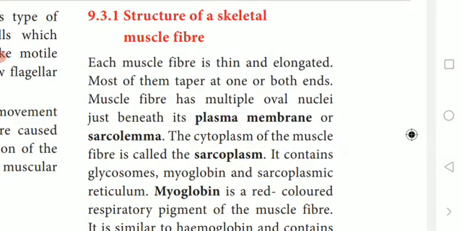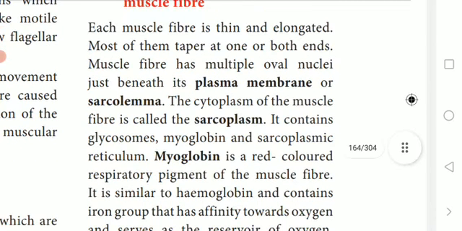In skeletal muscles, each muscle fiber is thin and elongated. Most of them taper at one end or both ends. Muscle fiber has multiple oval nuclei just beneath its plasma membrane or sarcolemma. The cytoplasm of muscle fiber is called sarcoplasm. Just underline one word: cytoplasm of muscle fiber is called sarcoplasm.